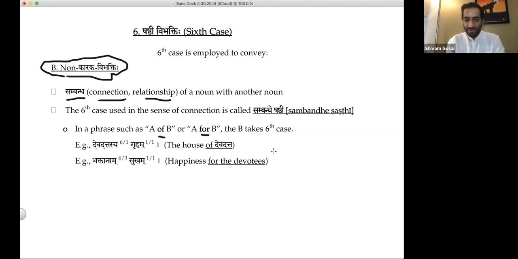When it is "of", or either one of these, it's often like when you put an apostrophe S, like Devadatta's house. You can translate it as Devadatta's house, or you can say the house of Devadatta. They're the same thing. Or the devotee's happiness. The devotee's, apostrophe S. The devotee's happiness. Okay. So here, when it's called sambandha, it's called sambandhe shashti.